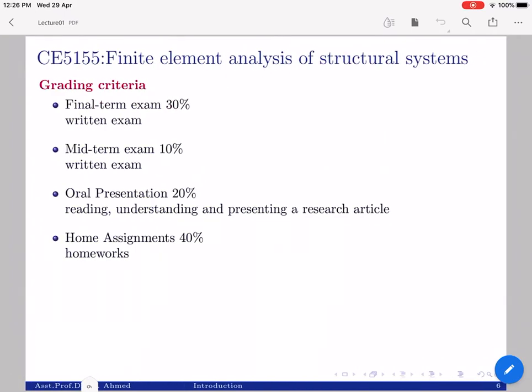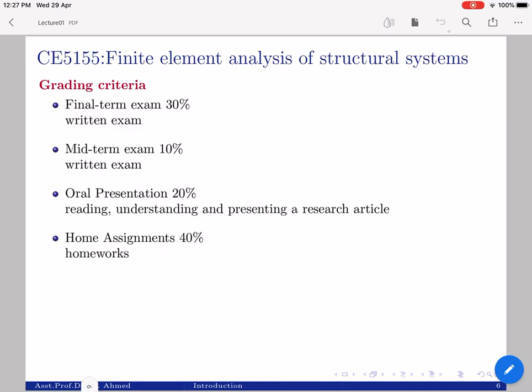Okay, how you will be assessed during the course. You will have the final term exam that will carry 30% of the total marks. That will be a written exam at the end of the semester. You will have a midterm exam of 10% marks. Then we will have an oral presentation that will be held at the end of the semester.